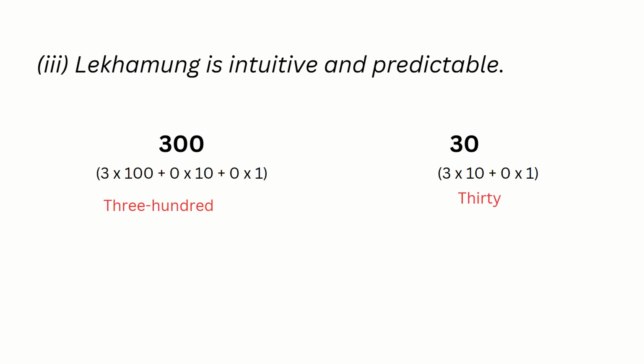But in the case of Kokborok, in 300 also, the original form of the word 3, that is tham, is used. In the case of 30 also, the original form of the word is used. So in Kokborok, you do not have to remember any extra word, or worry about which form will be used where, because in every case the root word is always used. That makes Kokborok very predictable and very intuitive.